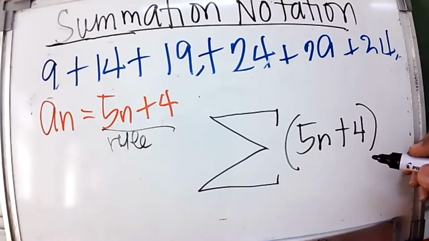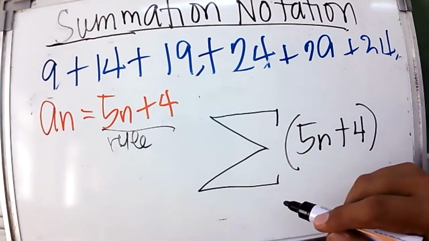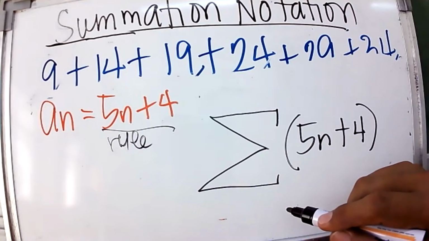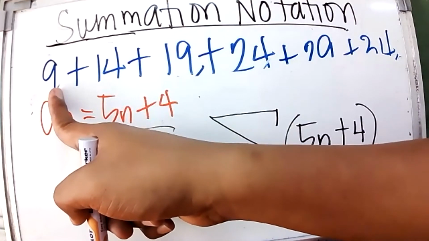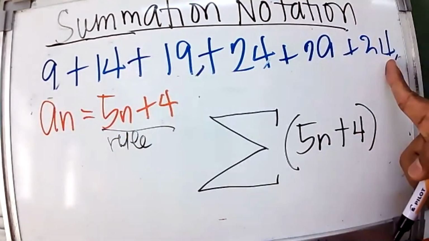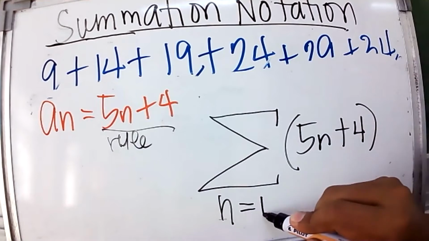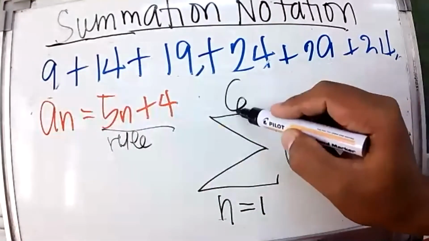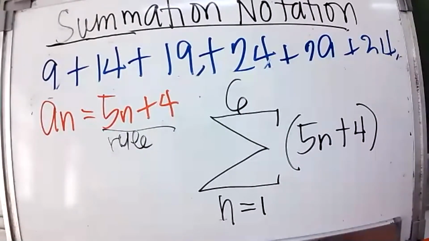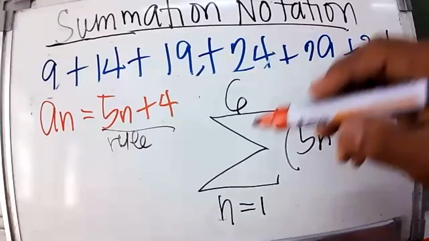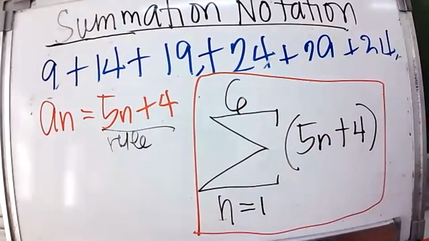Did you get it? Now, your classmates have been asking, sir, do we really need to solve for the indices? You know what's the fastest way to do this? You already know this is the first term, and this is the sixth term, so you don't need to solve. N equals 1, that's the first term, and 6, that's the sixth term. Period. The summation notation is done. Got it? That's how we do the summation notation in the fastest way.